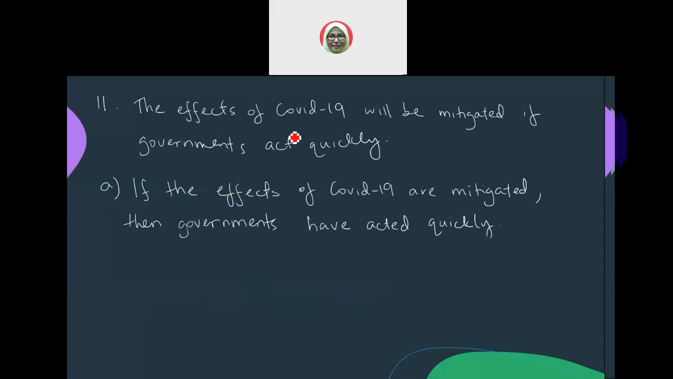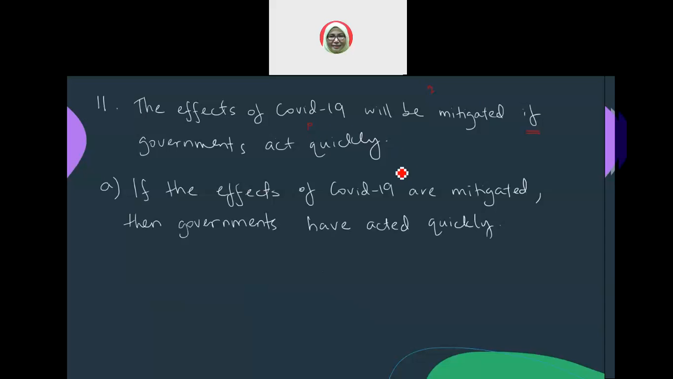So next, question 11. The effects of COVID-19 will be mitigated if governments act quickly. This question is to find the equivalent statement. See that the word if is in the middle, so that means before the if should be the conclusion. So normally I will use Q as conclusion and P as hypothesis.